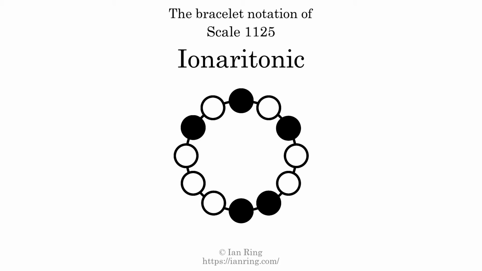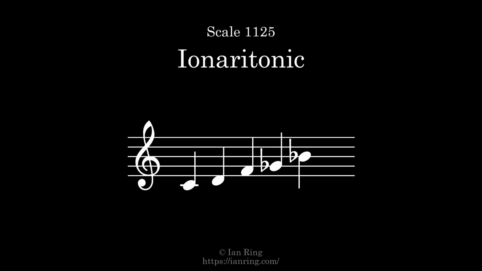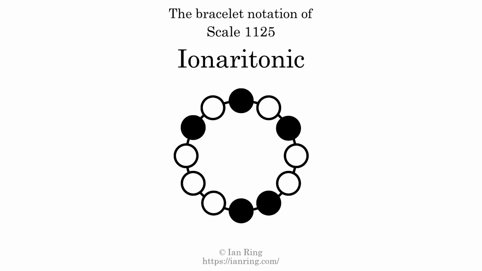1125, Ionaritonic, which sounds like this. This scale has 5 tones, which means it is called a pentatonic scale. This is a bracelet notation diagram of scale 1125. The shaded circles represent tones that appear in the scale, and they are read clockwise, starting at the top.